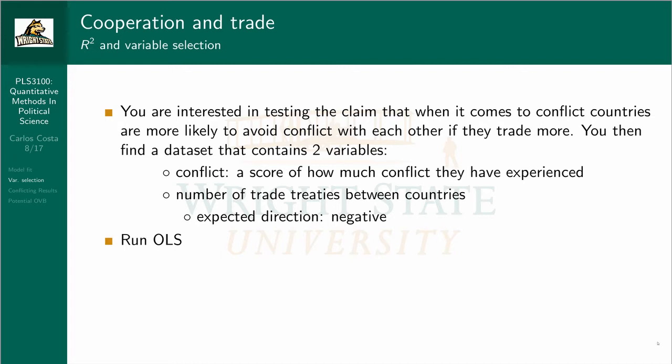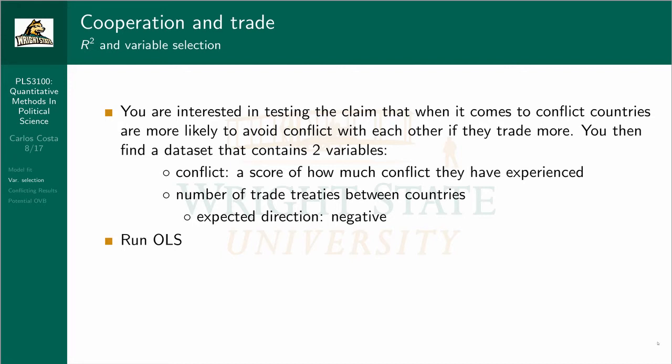You then find a data set that contains two variables. First variable is conflict, which is a score of how much conflict they have experienced. And a second variable is the number of trade treaties that have been signed between countries. Notice that off the bat, you can come up with an expectation of a negative or inverse relationship. The more you trade, the less conflict you will experience.